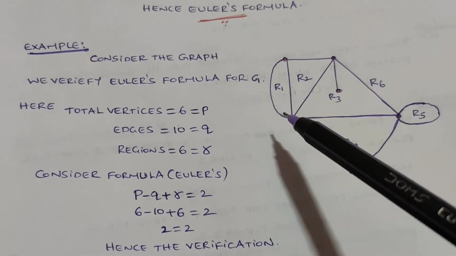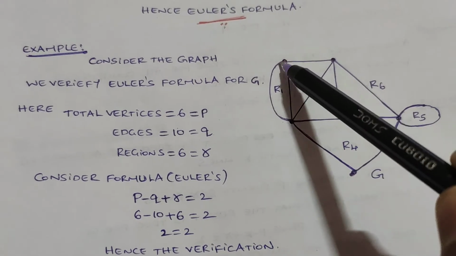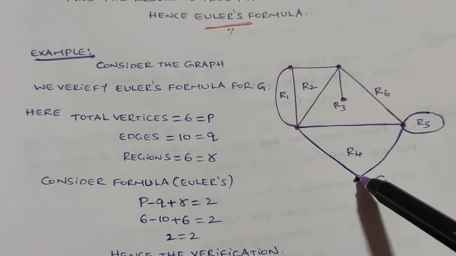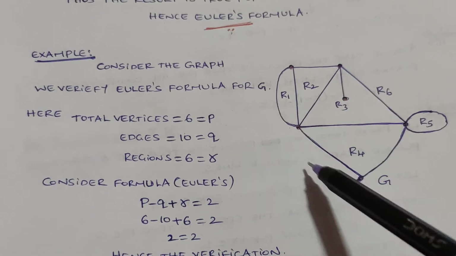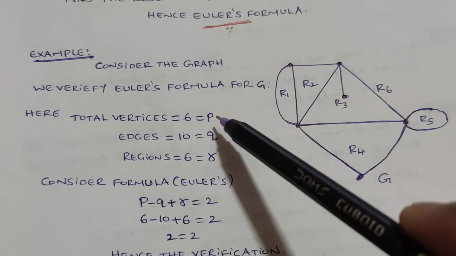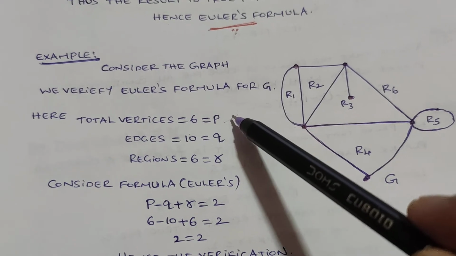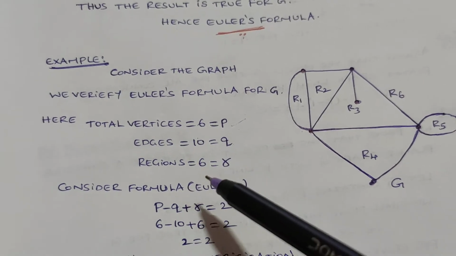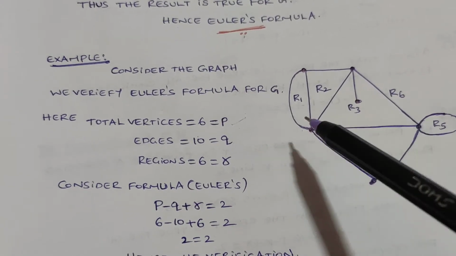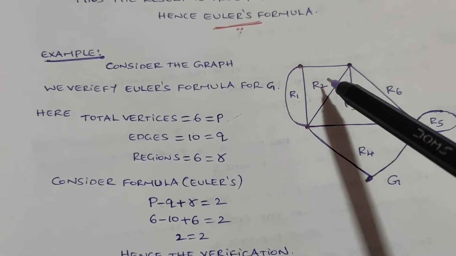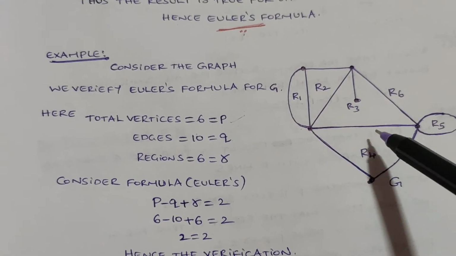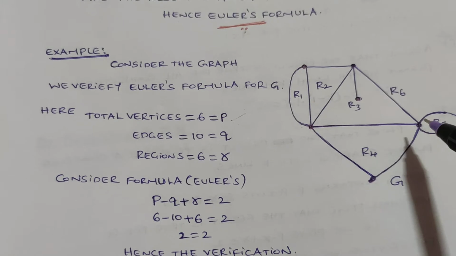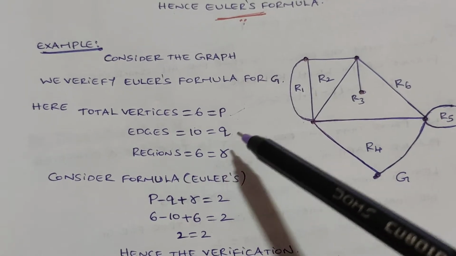So in this case, 1, 2, 3, 4, 5 and then 6. So the number of vertices will be 6. Therefore we consider the number of vertices as 6, that is P equals 6. Total number of edges in the graph G: 1, 2, 3, 4, 5, 6, 7, 8, 9 and then 10. So the total number of edges we observe is 10.